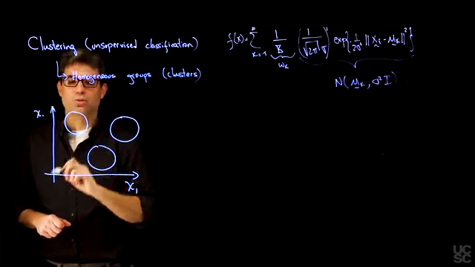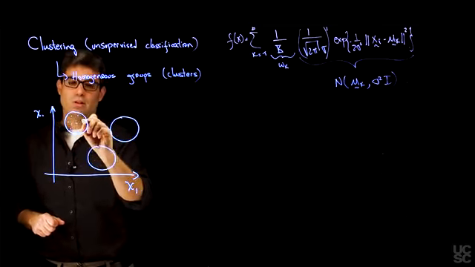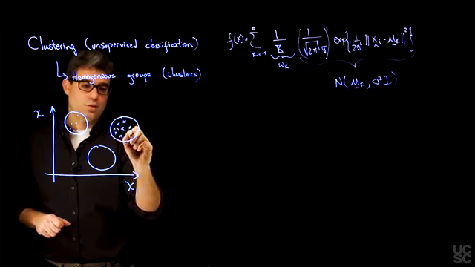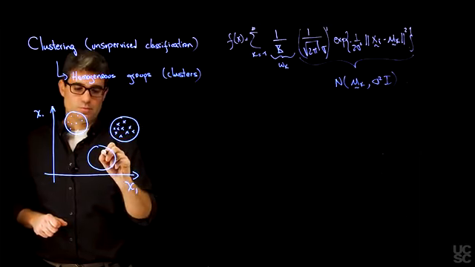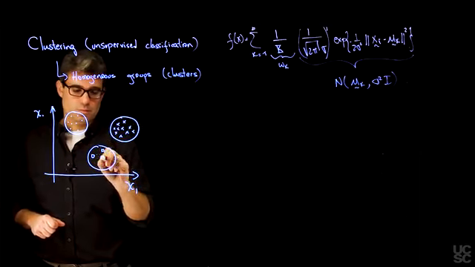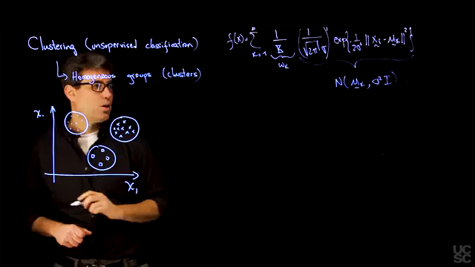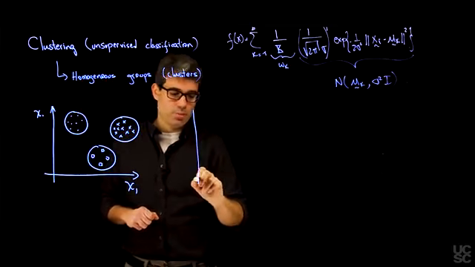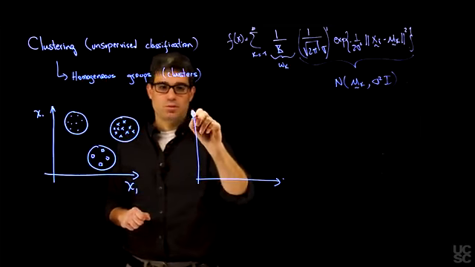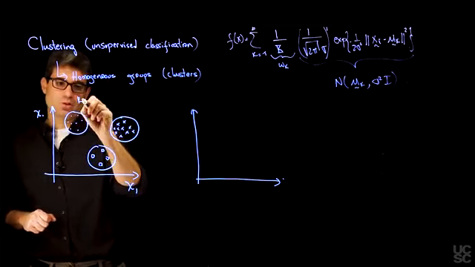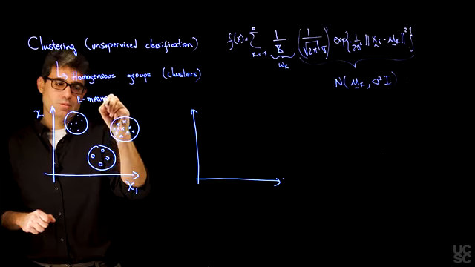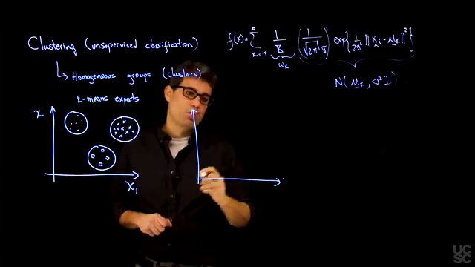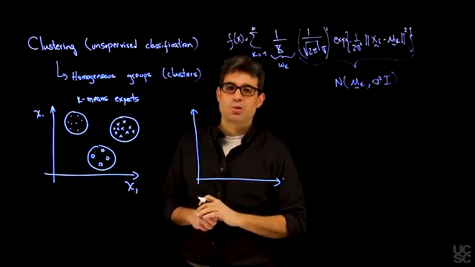So you're expecting your clusters to look something like this when you fit a mixture model of this type. So this is what k-means clustering expects to see. But in practice, your clusters may not look anything like that.